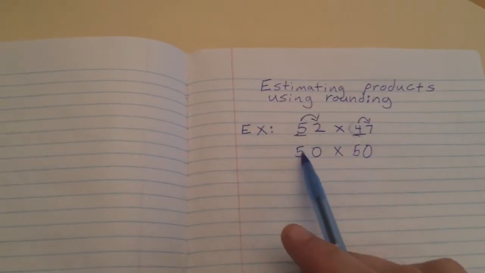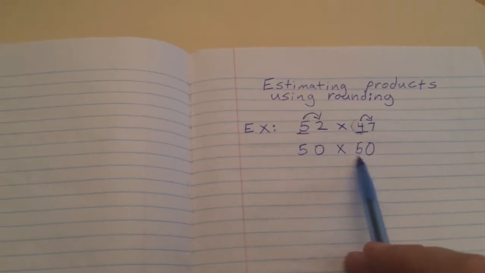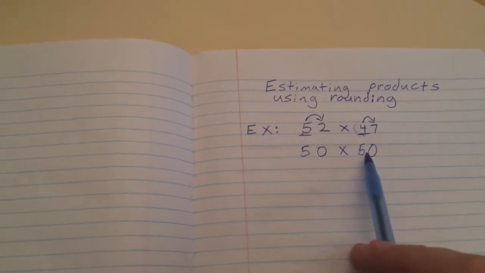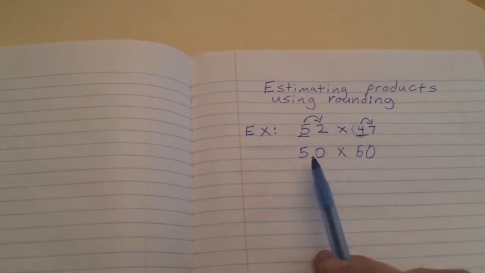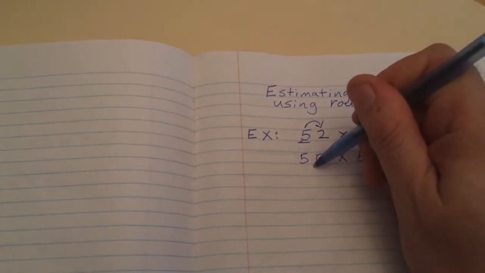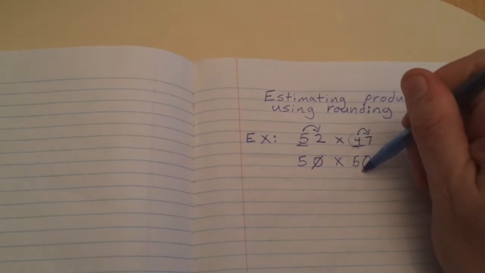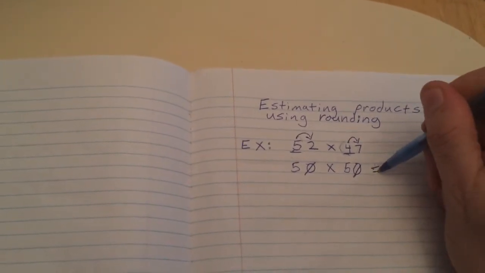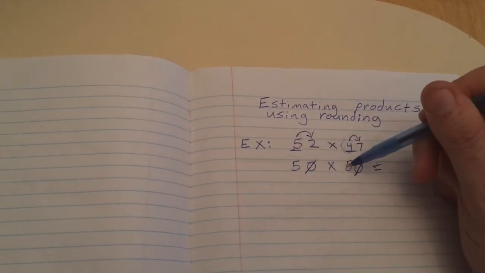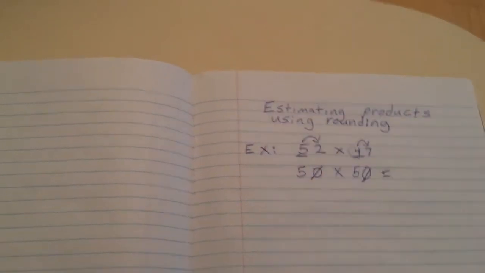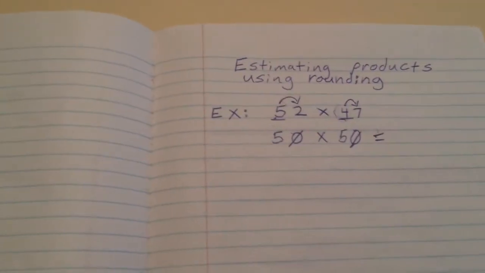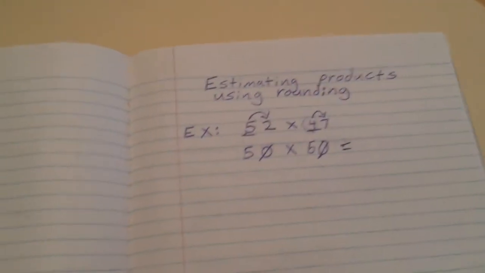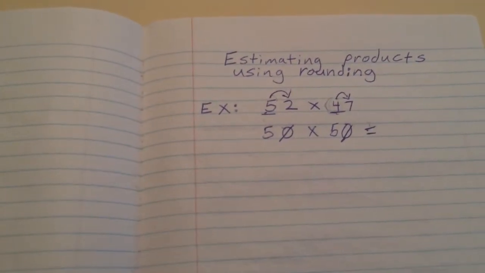So we're like, oh my goodness, I can't do this. 5 times 50 times 50? No way. So I zero eliminate. 5 times 5? What is it? I don't remember. Do I remember? Oh yes, I do.